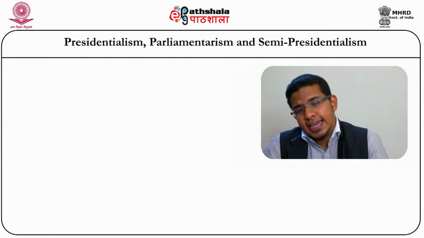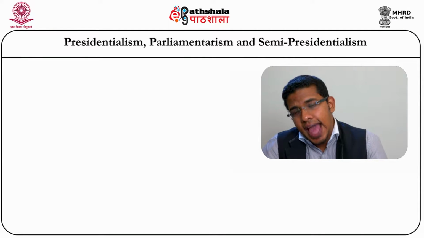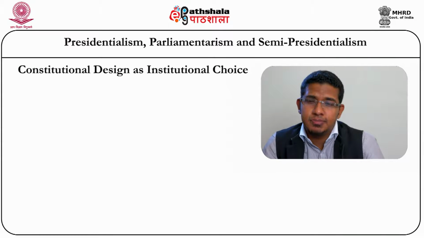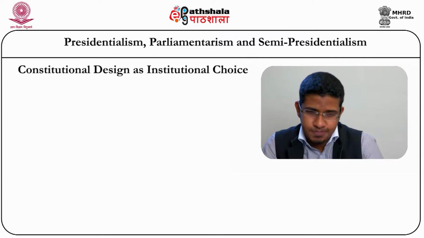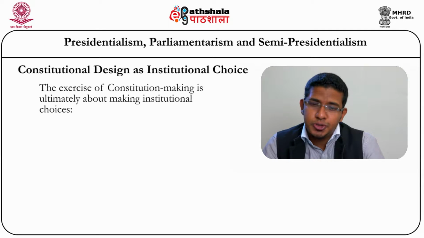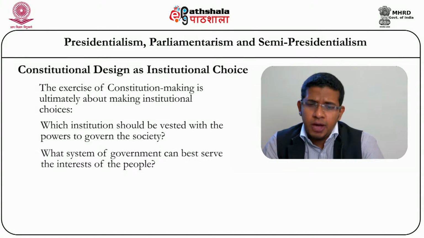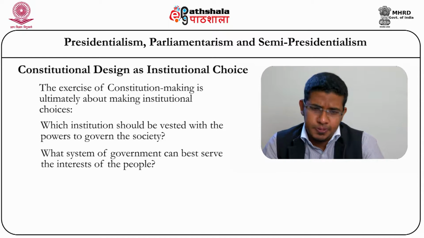And I would like to state here that constitutional design is actually an institutional choice. And that is where presidentialism, semi-presidentialism, parliamentarism comes in. It is an institutional choice. The exercise of constitution making is ultimately about making institutional choices. Which institution should be vested with the powers to govern the society? What system of government can best serve the interests of the people? So these are some of the questions constitution makers would be asking while designing a constitution.